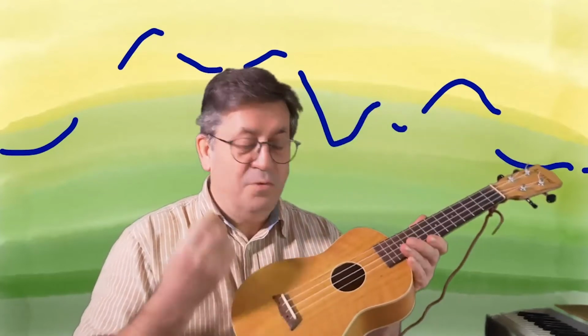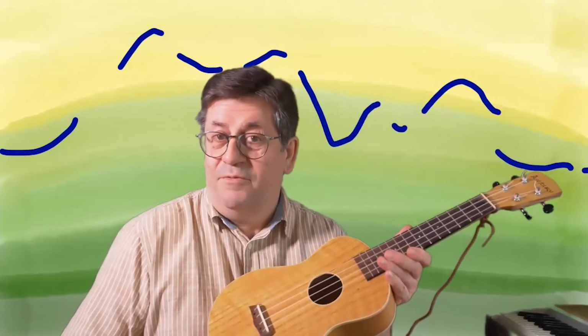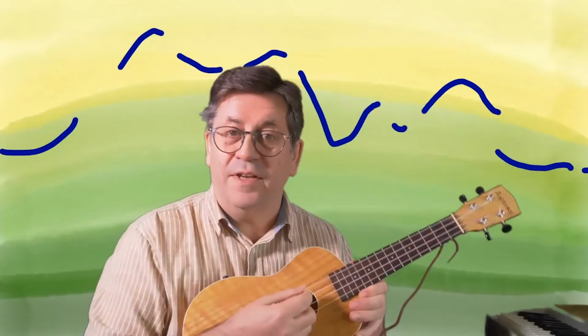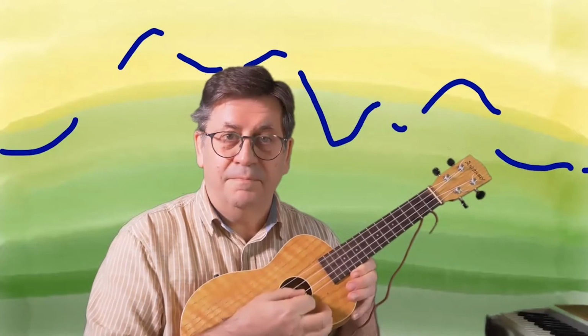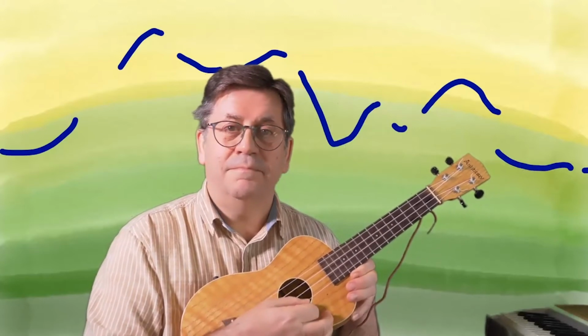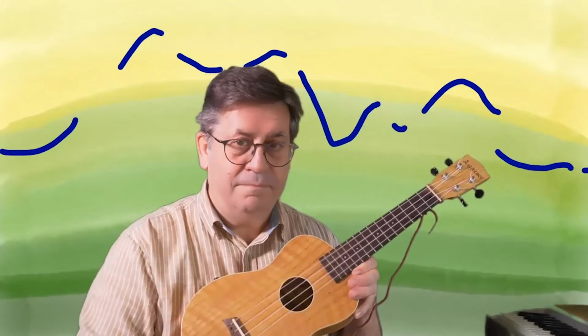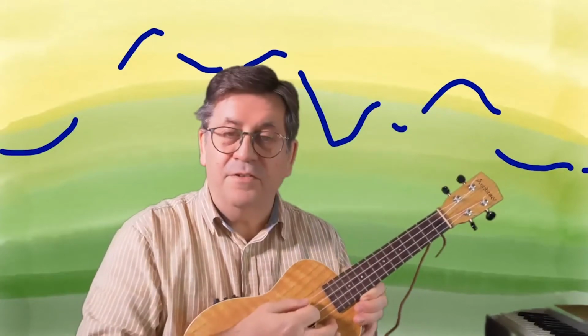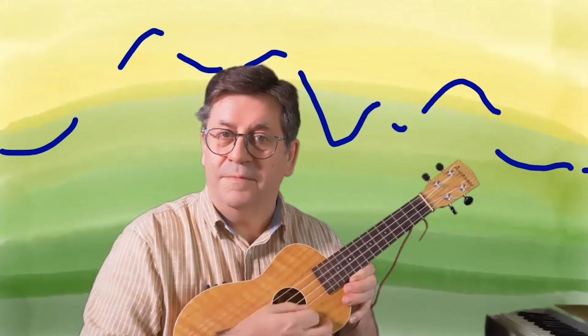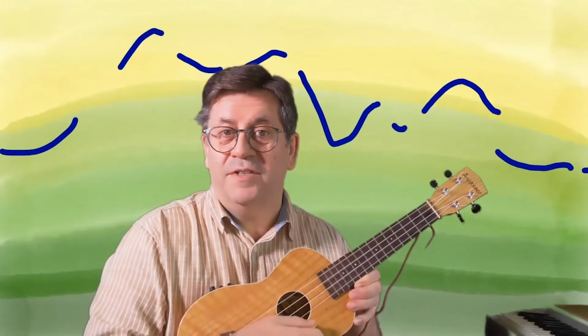And on musical instruments, we use the notes or the strings to make things different. So if I play these strings, you'll hear that they're different notes. So that's the notes on a ukulele. And those different notes help to make the music more interesting.